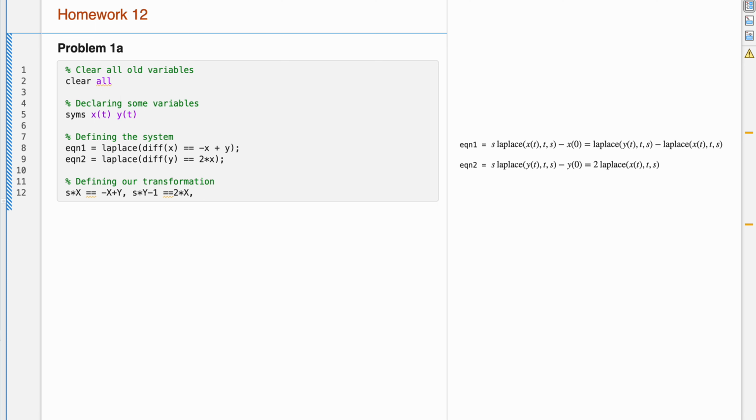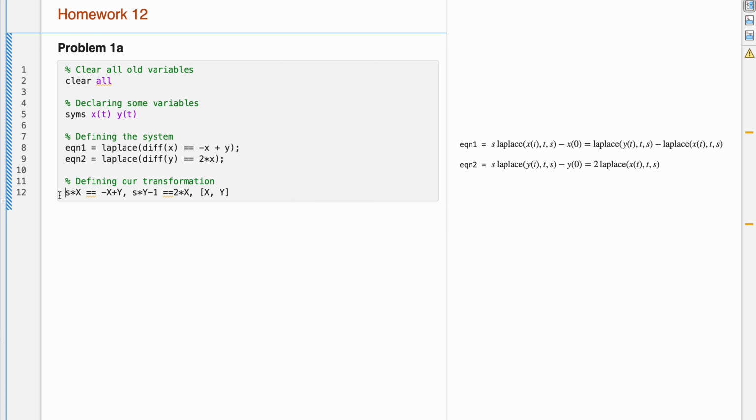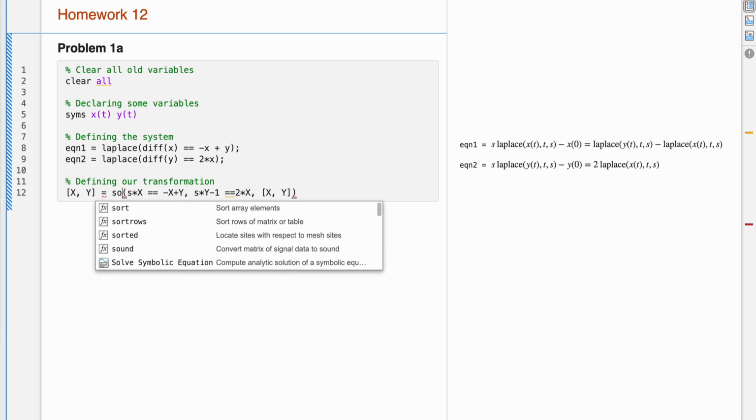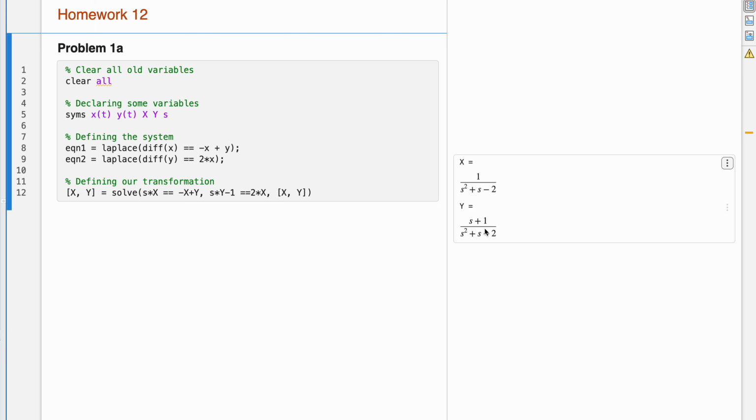And we're going to put a comma. And here inside the brackets, we'll put that we want to solve for x and y. And so we want to redefine x and y with that. And then we want to put this as the argument of the solve function. We also want to declare what x and y are, and s. And now we press Control Enter. With Control Enter, we get these two expressions.